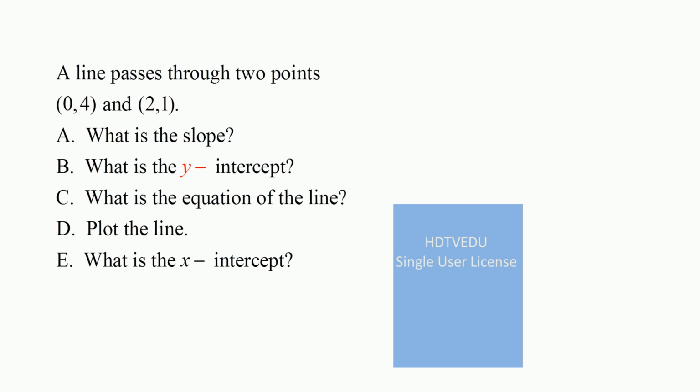A line passes through 2 points, 0, 4 and 2, 1. That is, x equals 0, y equals 4, and x equals 2, y equals 1. What is the slope? Rise over run. What is the y-intercept? Where does the graph touch the y-axis? What is the equation of the line? Plot the line. And what is the x-intercept? Where does the graph touch the x-axis?